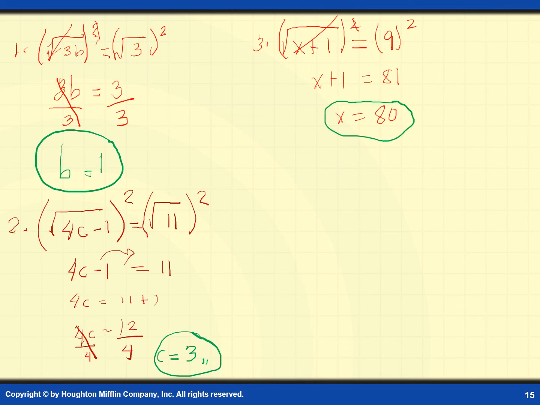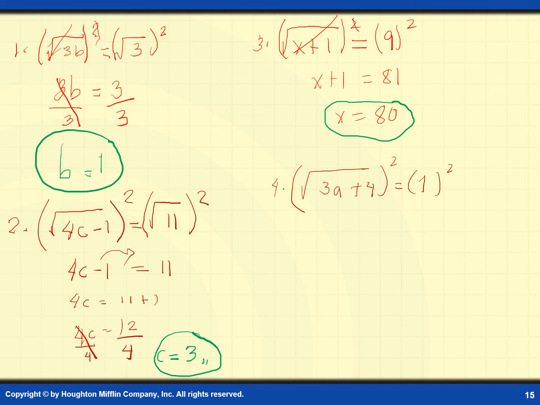Madali, mahirap. I am hoping na naiintindihan nyo po yung lesson para at least mabilis nyo lang masagutan yung last po ninyo. Last example na ibibigay ko. So, number 4. Square root of 3a plus 4 is equal to 1. Same procedure, square both sides.